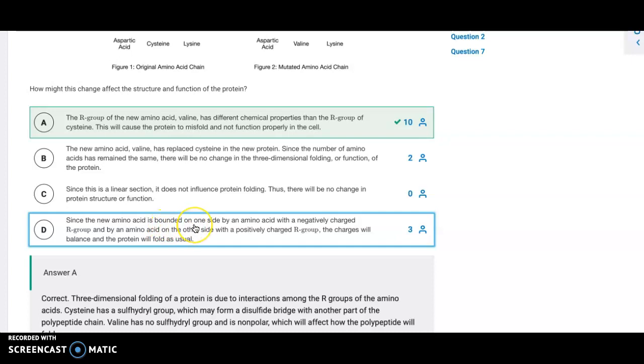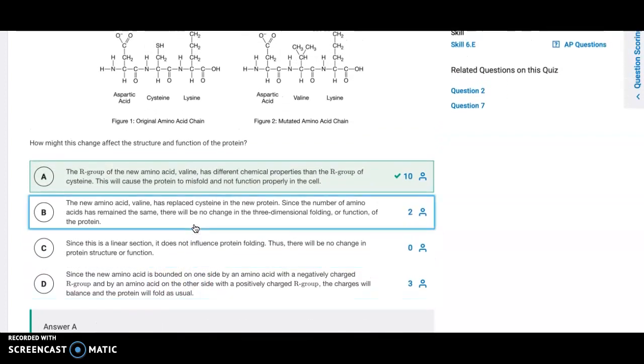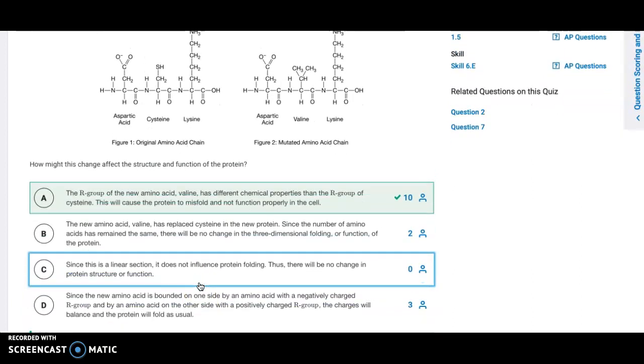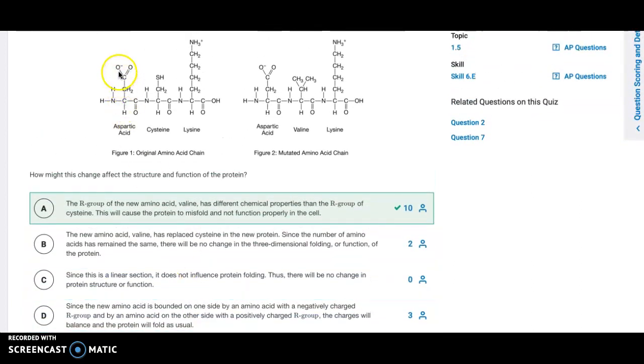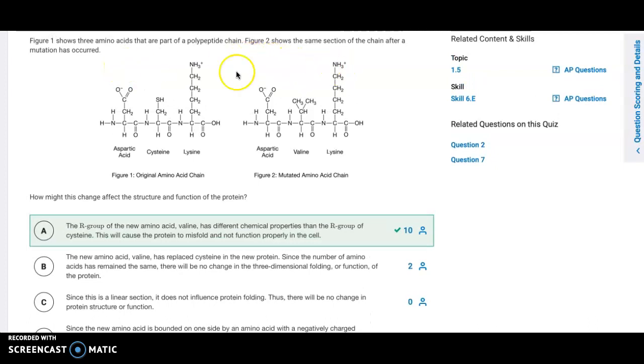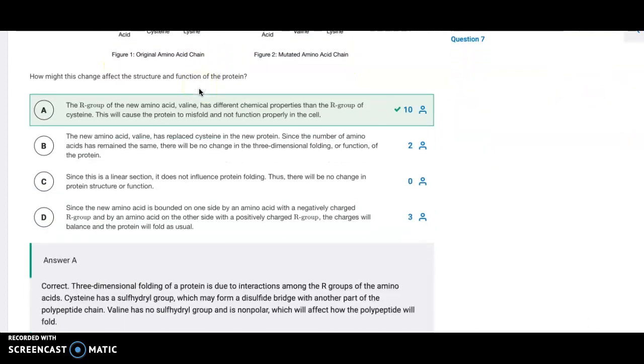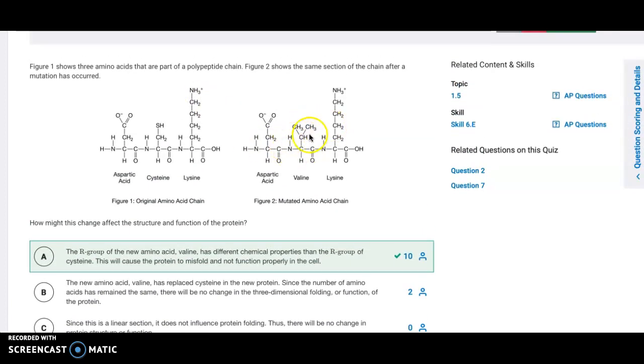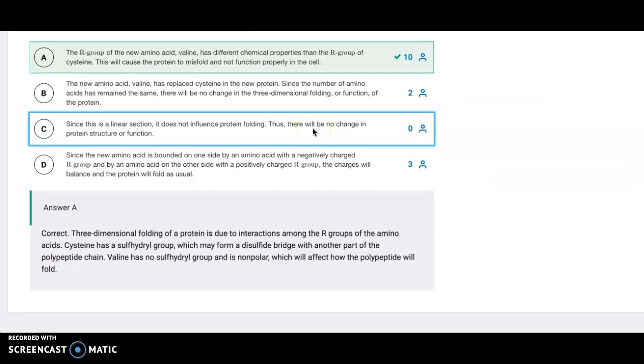Since the new amino acid is bonded on one side by an amino acid which is negatively charged R group and an amino acid on the other side which has a positively charged R group, and that's true. There's a negatively charged R group and a positive, which means they're going to be hydrophilic. The charges will balance and the protein will fold as usual. That is not true. If this one was also hydrophilic, that would change the shape of this. They don't balance and then cancel this one out. This one still has its own R group that's going to interact in its own way.